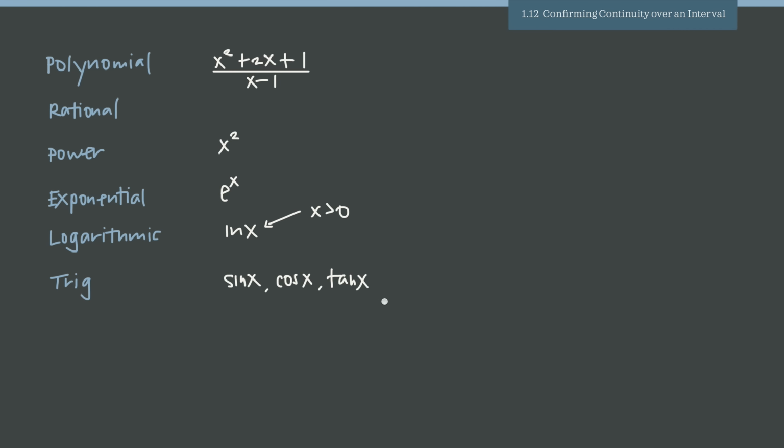Same thing with the trig functions. Some of the trig functions have vertical asymptotes in their graph, and so those points of the vertical asymptotes are not included in the domain. But for any values that are included in the domain, these functions are just naturally continuous everywhere. That's the only idea for topic 1.12.